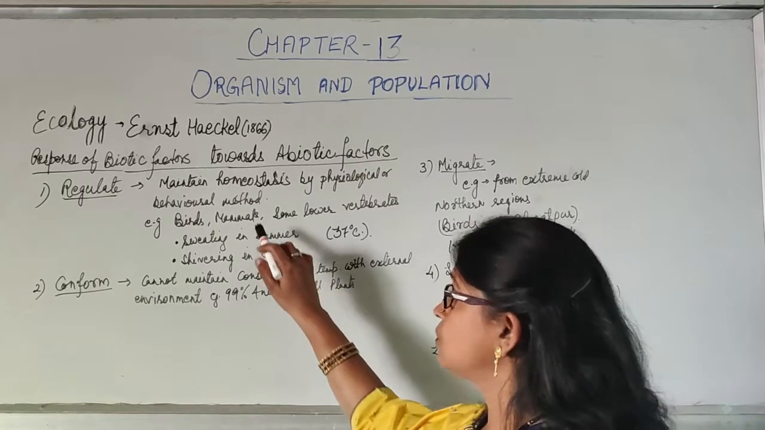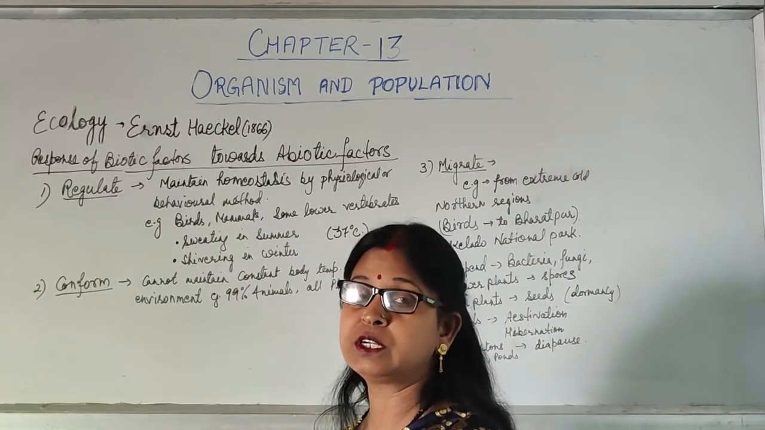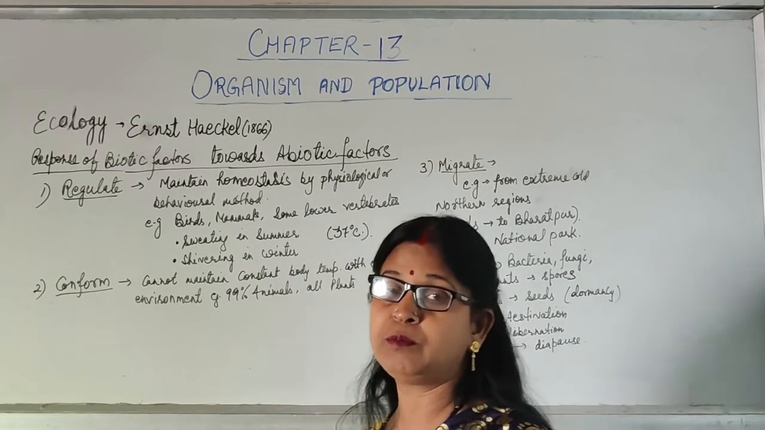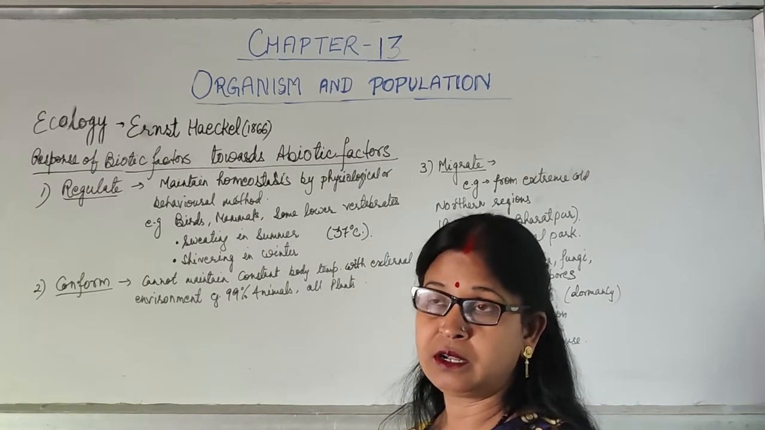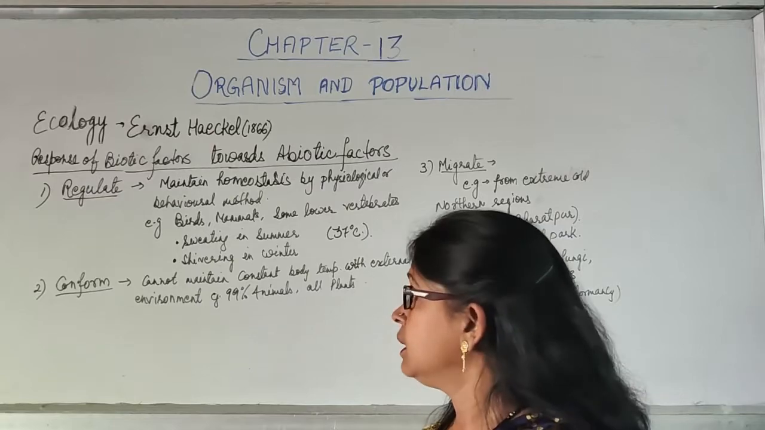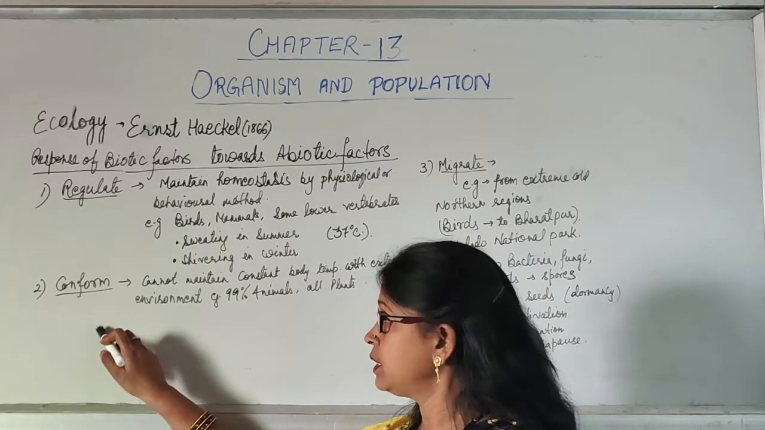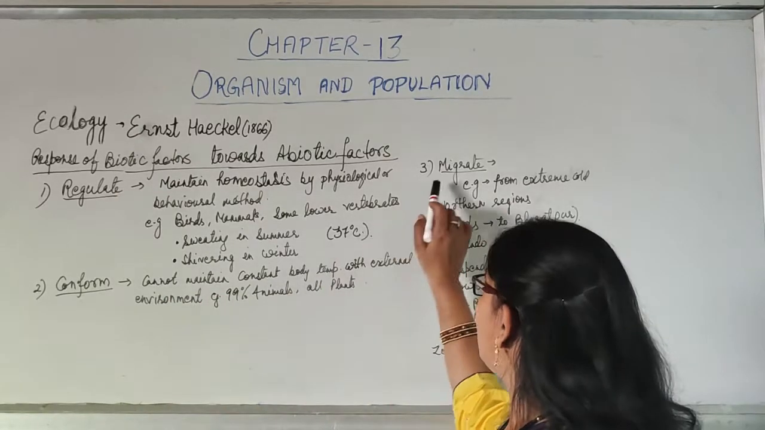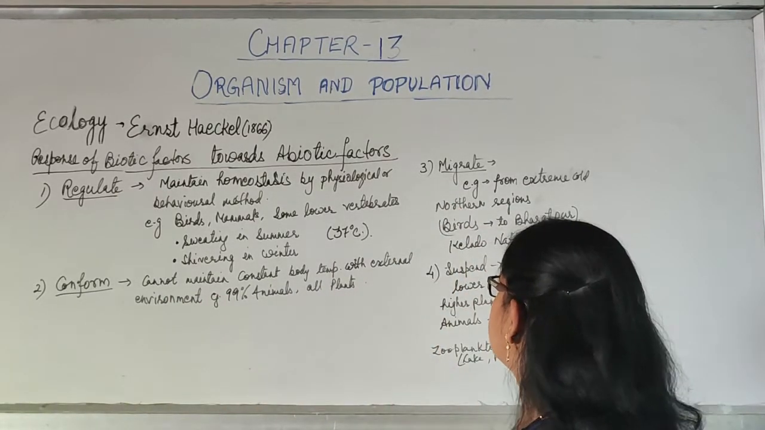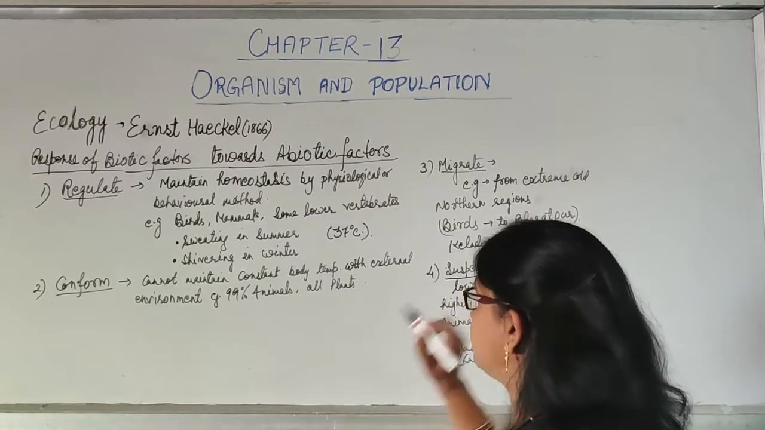The first is to cope with the stressful condition, to survive in the opposite type of, that unfavorable condition. There are four ways: to regulate their bodies, to conform, to migrate, or to suspend their body activities.